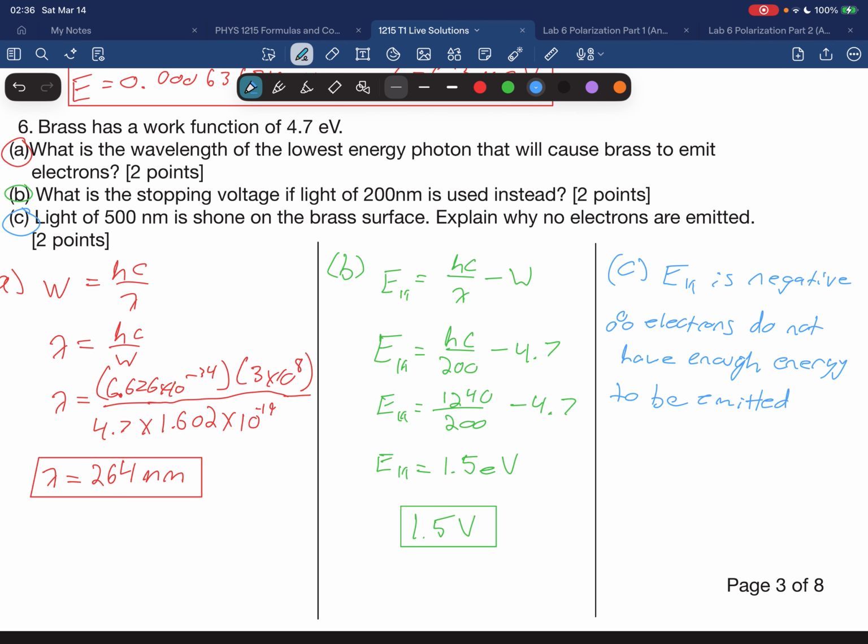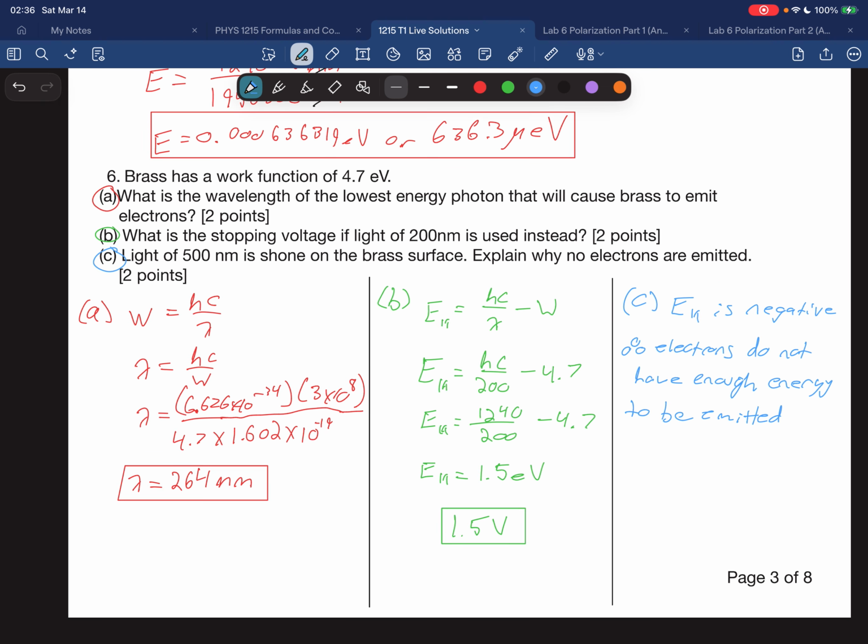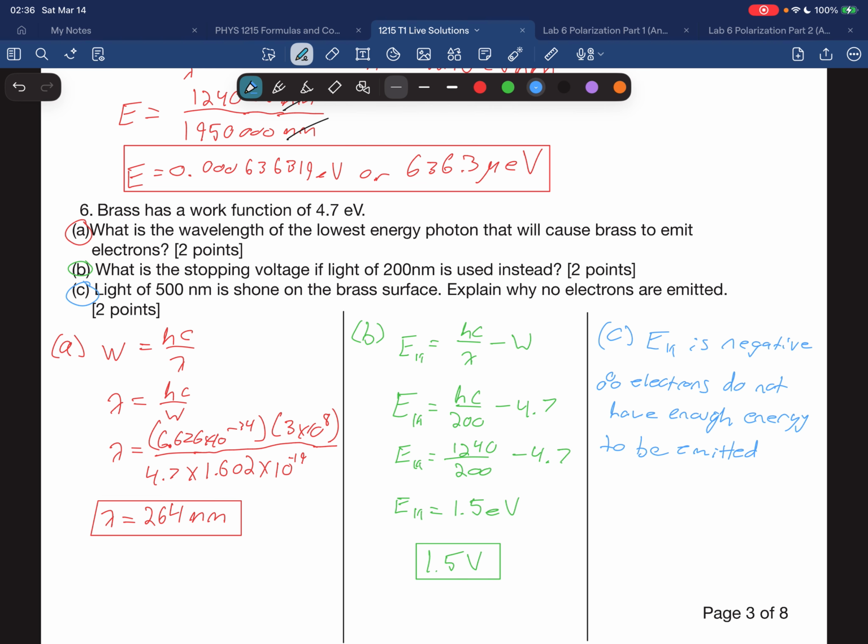So the wavelength of light, 500 nanometers, is just too long of a wavelength and too low energy to actually emit electrons from the surface of brass. 500 nanometer light just isn't energetic enough. We need a minimum of 264 nanometer light, that we calculated in part A. So 500 is longer than that. 264 was the longest possible. So, doesn't work.